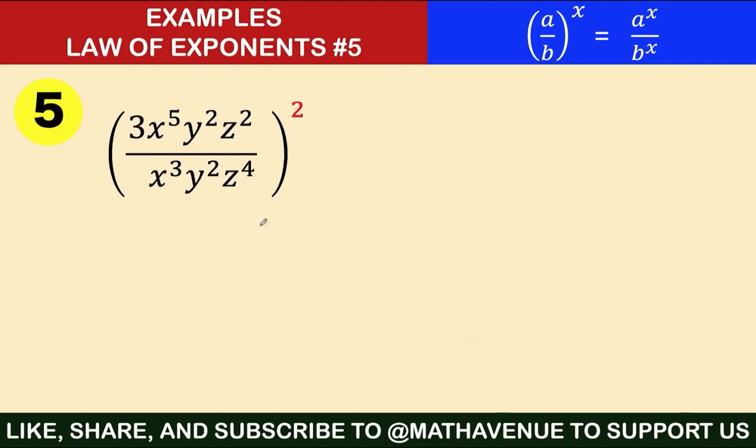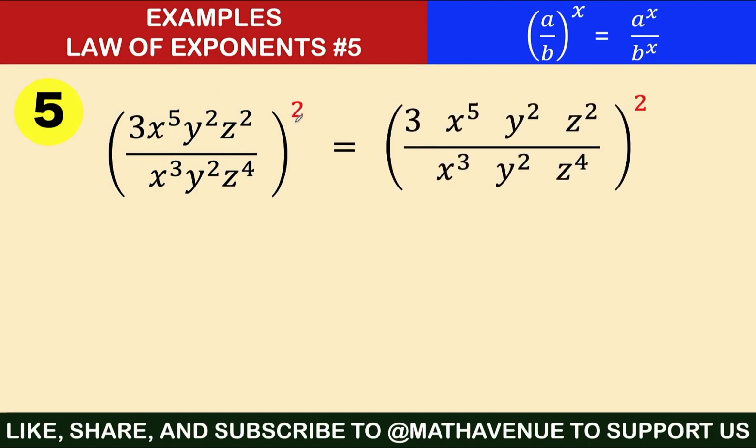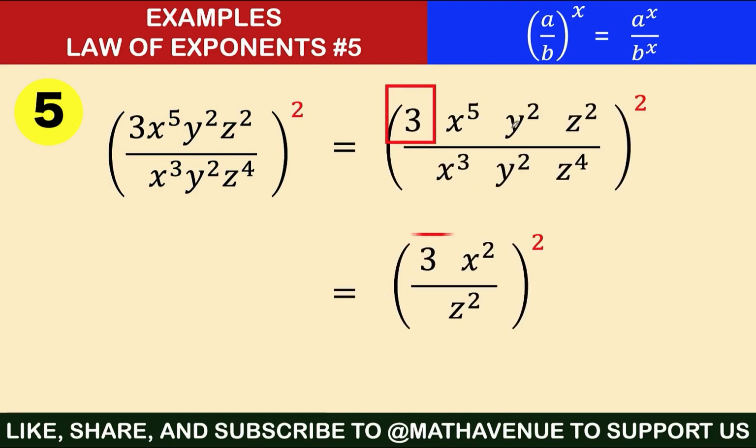Next problem. So when you have something like this, you know that we are going to simplify inside the parenthesis first before we raise to the second. So let's rewrite it this way. 3 is alone, so just copy 3.